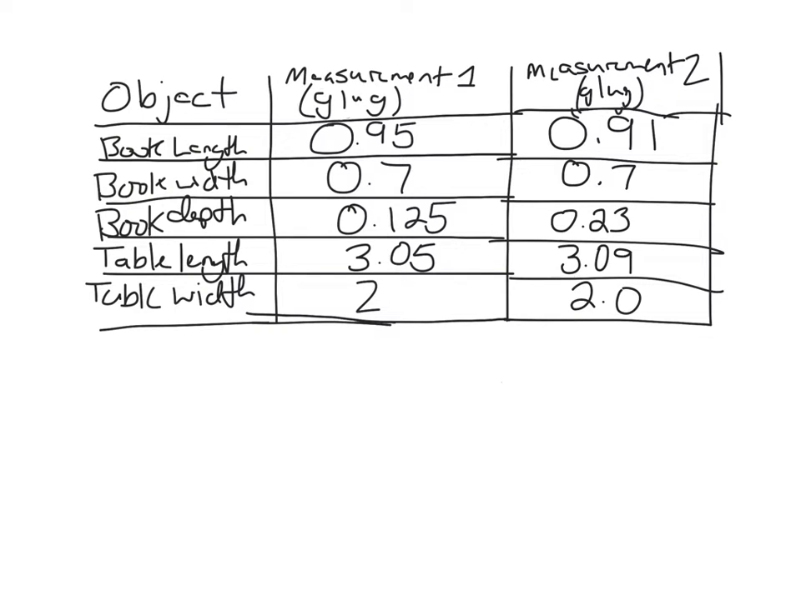Alright, so I've recorded some measurements from measurement 2. That's with the new improved Glug. Still measuring in Glugs. And now I have a book length of 0.91, a book width of 0.7, a book depth of 0.23, a table width or length of 3.09, and a table width of 2.0.